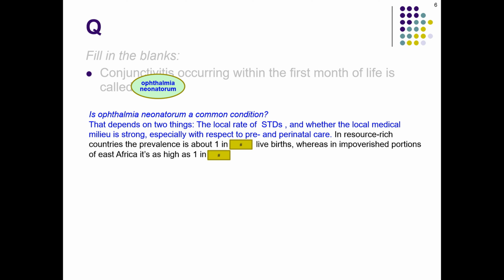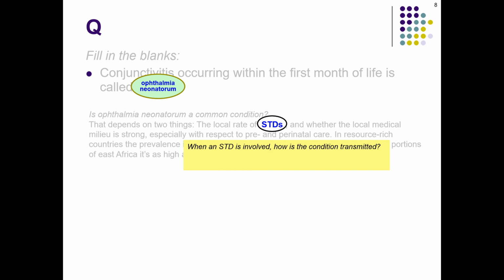So, in resource-rich countries, the prevalence is about 1 in every 1,000 live births. However, in resource-poor countries, for example, some parts of East Africa, it's as high as 1 out of 10 live births. So it's rare in some countries and very common in others.